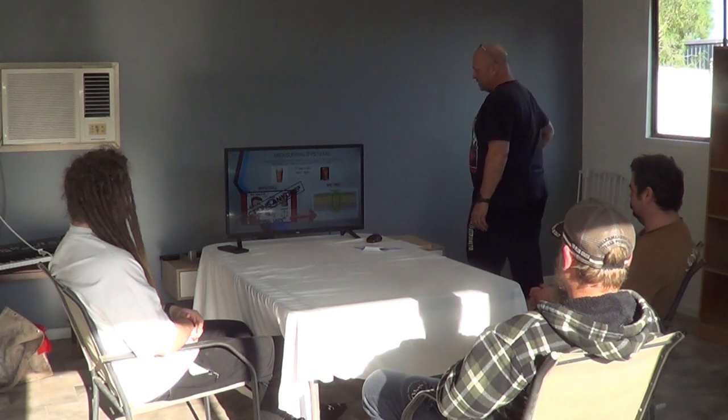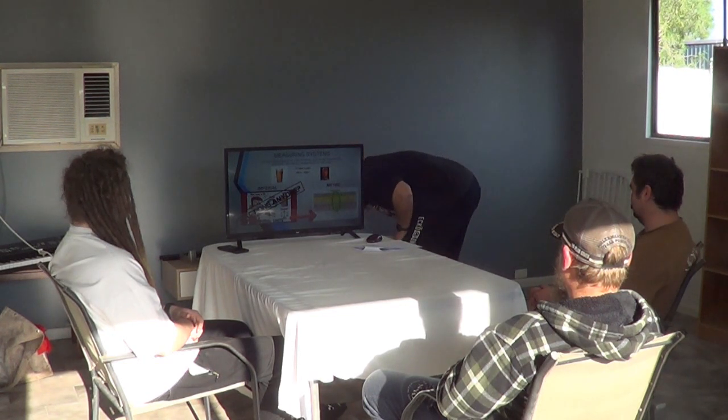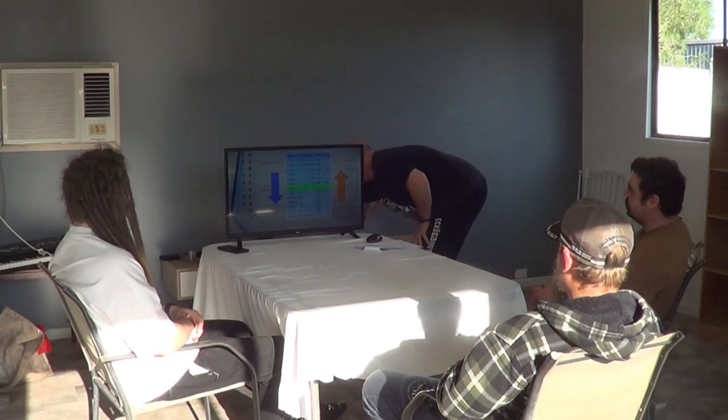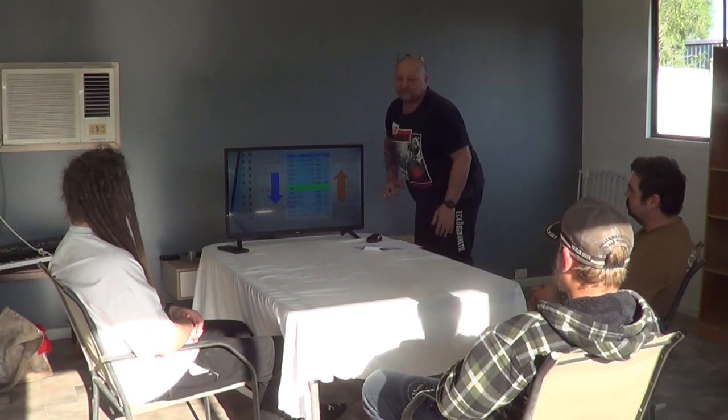Do it when the computer wants to do it. Right, so I keep moving the mouse around, that's my fault.